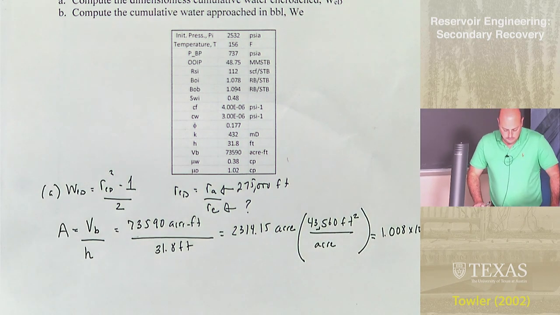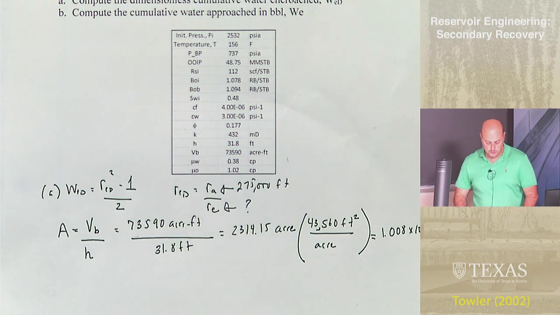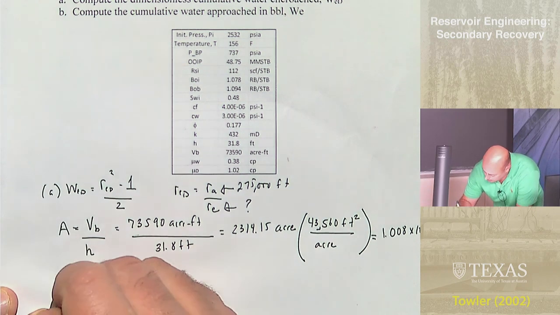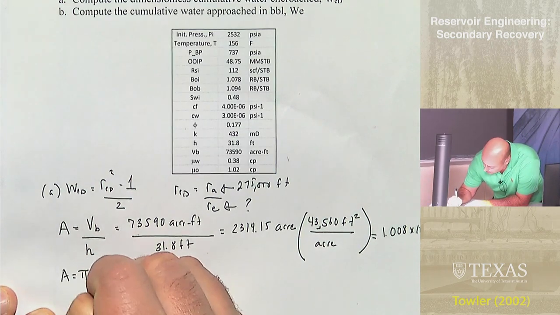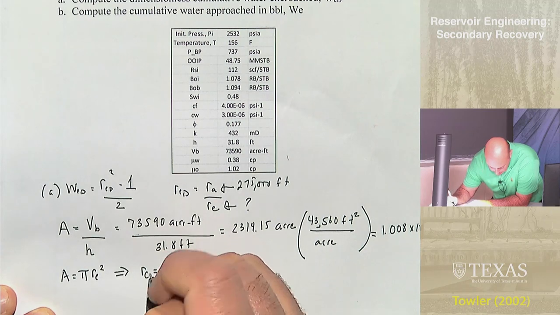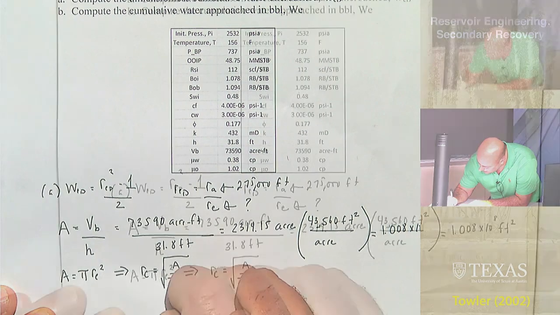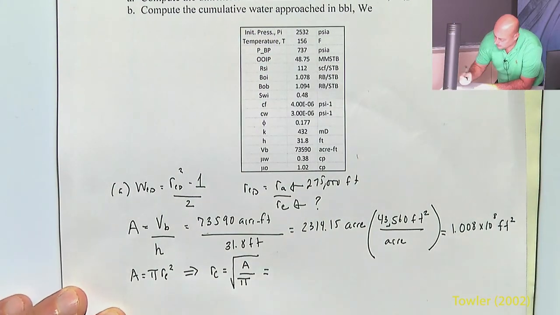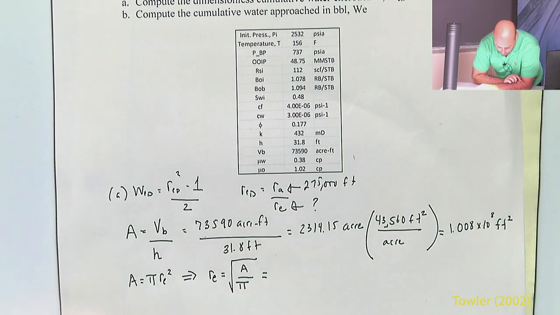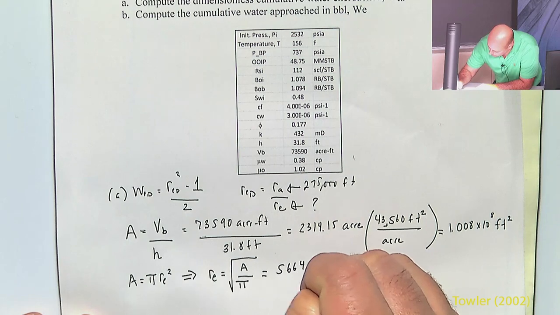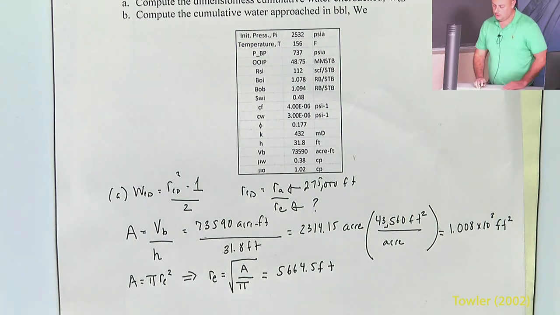That's the area. And Caitlin, how did you say we calculate the radius from that? The radius is the square root of the area divided by pi. Right. So area is pi RE squared. Therefore, RE is the square root of A divided by pi, which is 5664.5 feet.